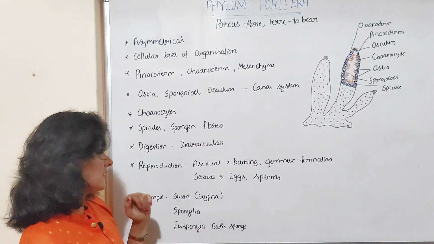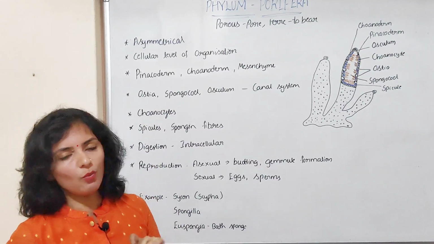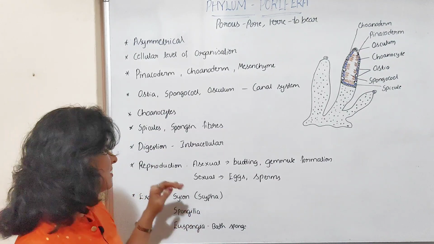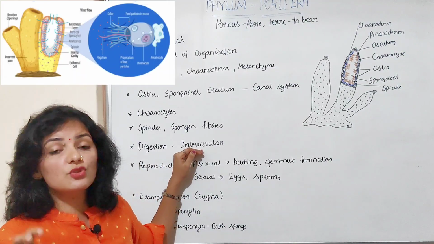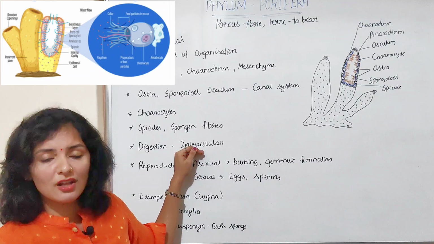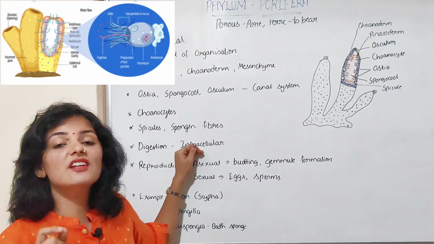Next is the digestive system. Again, these poriferans do not have a well developed digestive system. Digestion is simple and it is intracellular. Intracellular means inside the cell. So digestion takes place inside the cell. Which cell? It is a cell called choanocytes.